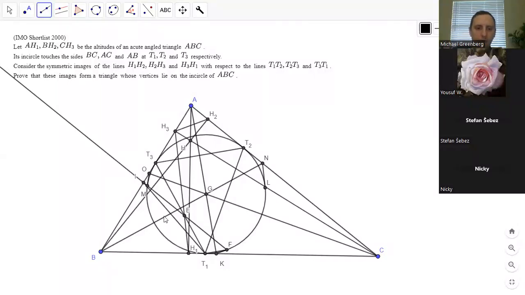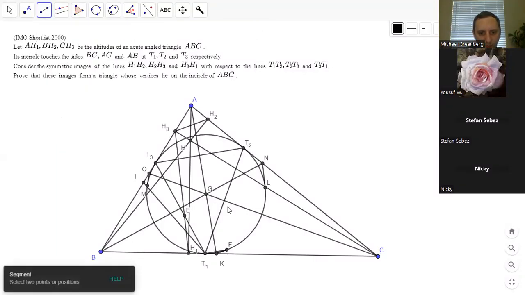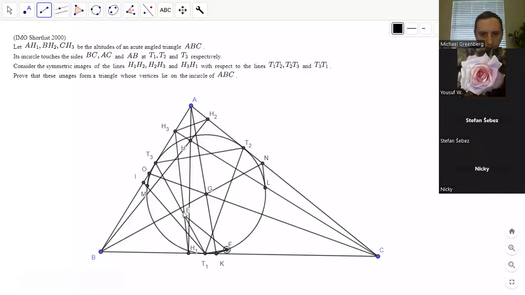Oh, we want to show this line passes through F. So another way to say it is we want to show that ET1 bisects H1EF. So I wonder if there's something, sorry, go ahead.